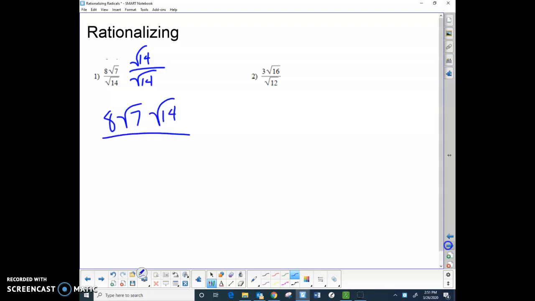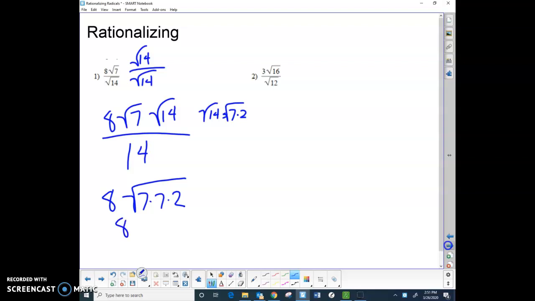All right, so I've got 8 times the square root of 7 times the square root of 14. And on the bottom, square root of 14 times the square root of 14 just leaves me with 14. All right, I can simplify this further. Remember, one of the properties of square roots is I can separate them, and I can also bring them back together. So if I'm looking at square root of 14, this is also equal to 7 times 2. Okay, so I have the square root of 7 times 2.